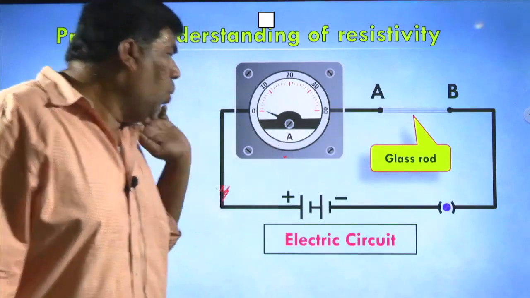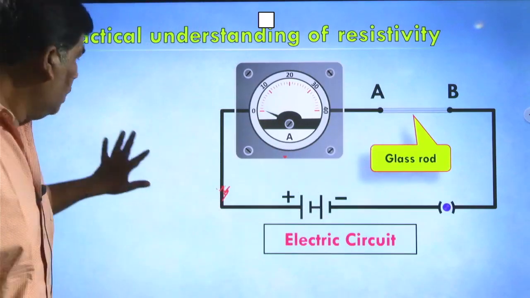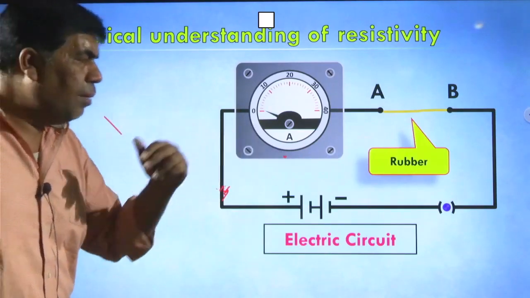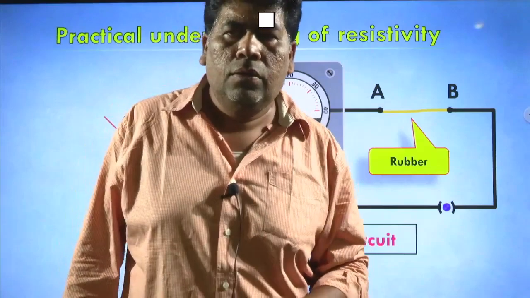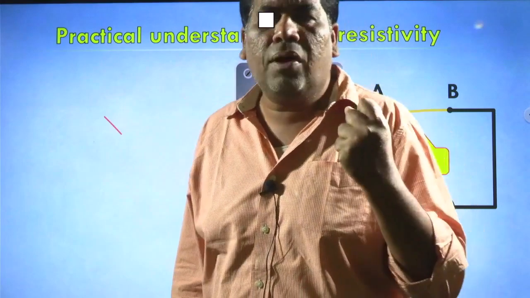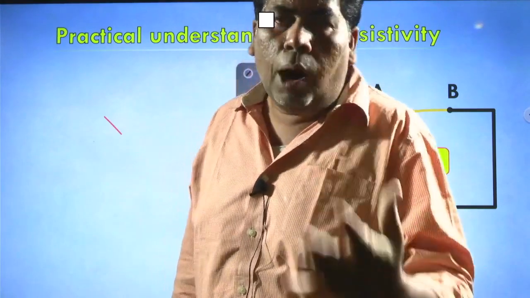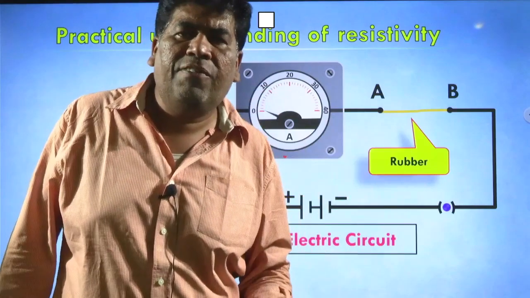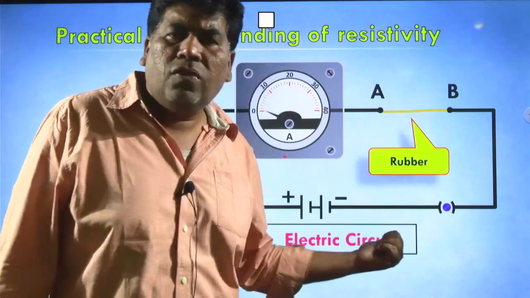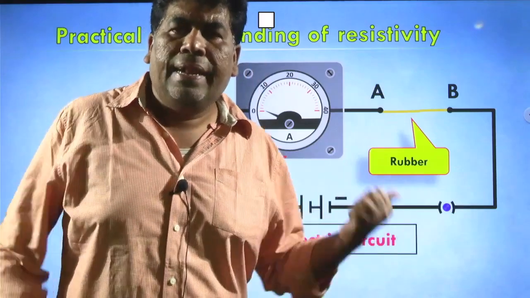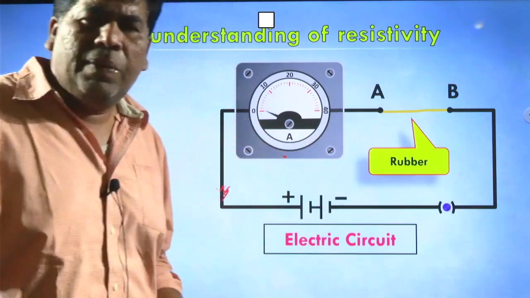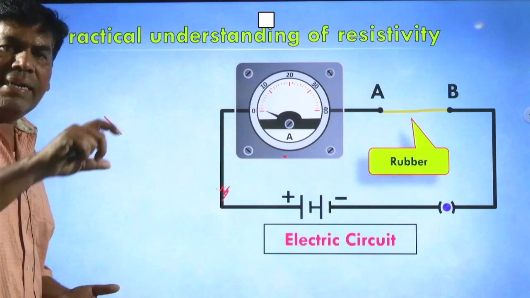So that's why no current is shown in the ammeter. Or if you replace the glass rod with rubber, this time also the current is 0. So with this activity, practically we can understand how the resistance depends upon the material. In the case of copper it is different, in the case of aluminum it is different. If we use the glass rod it is 0, in the case of rubber material also it is 0. So that's why resistance also depends on material, the kind of material with which the conductor is made.